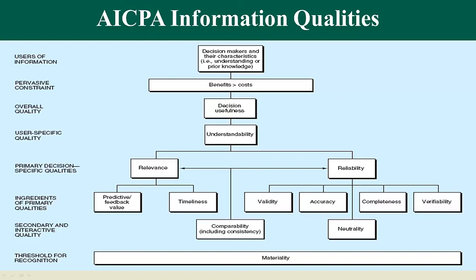Information should be relevant and reliable. As you can see, relevant information is timely and predictive. Again, take our investment example. To decide whether or not to purchase stock, investors want information that tells them about the company right now and allows them to predict what will happen to that company in the near future. Reliable information, on the other hand, is defined by validity, accuracy, neutrality, completeness, verifiability. That is, reliable information is objectively true and can be tested by others.